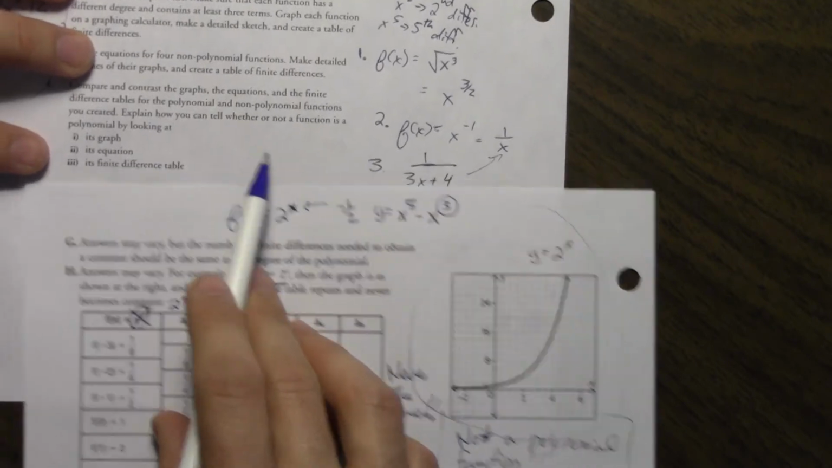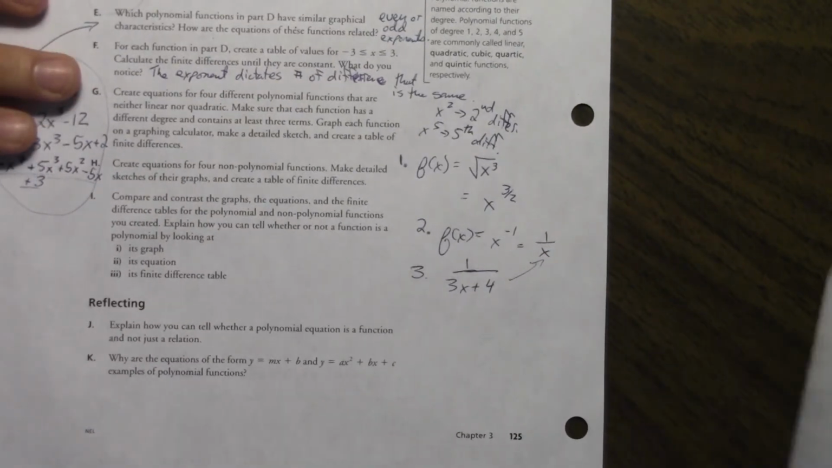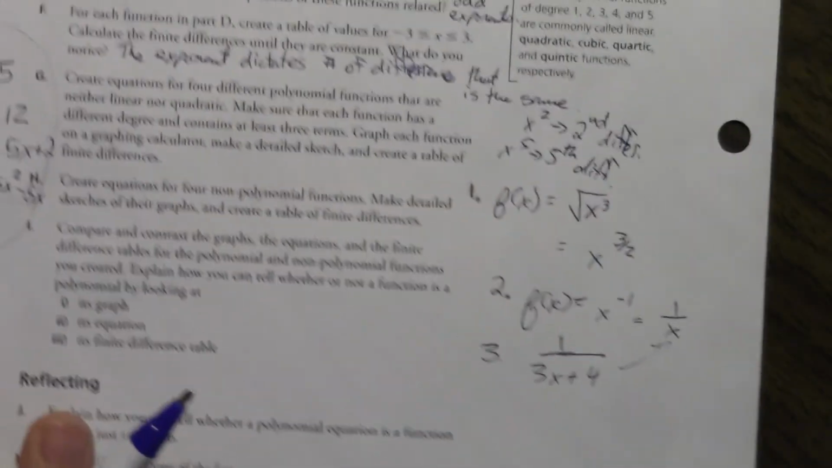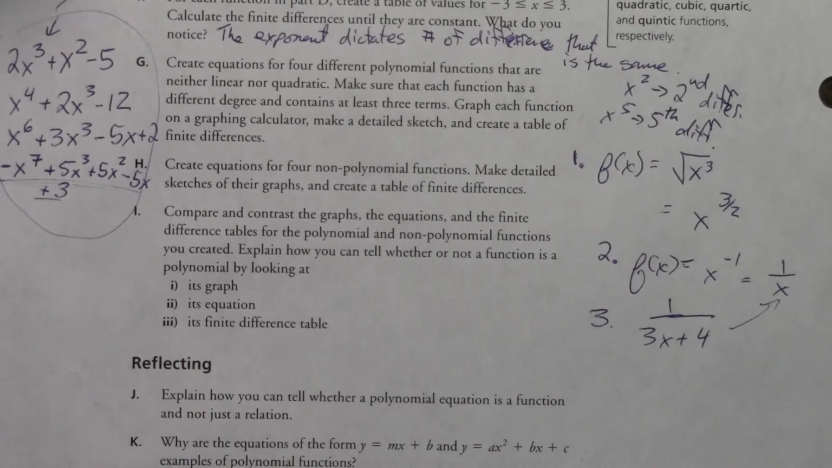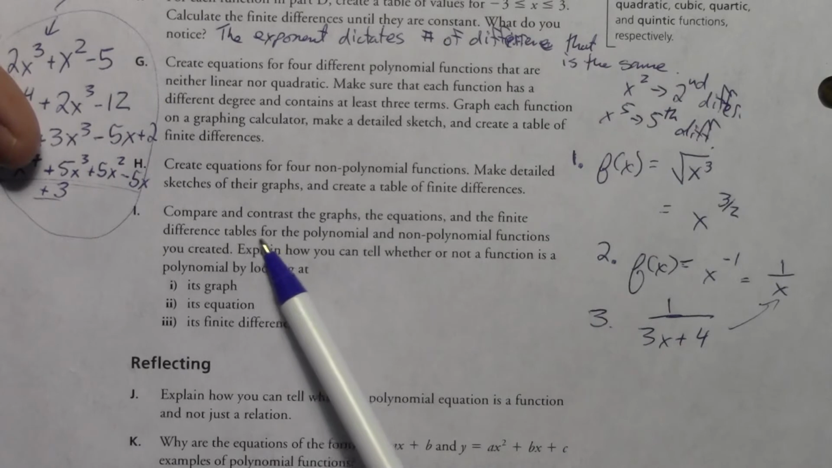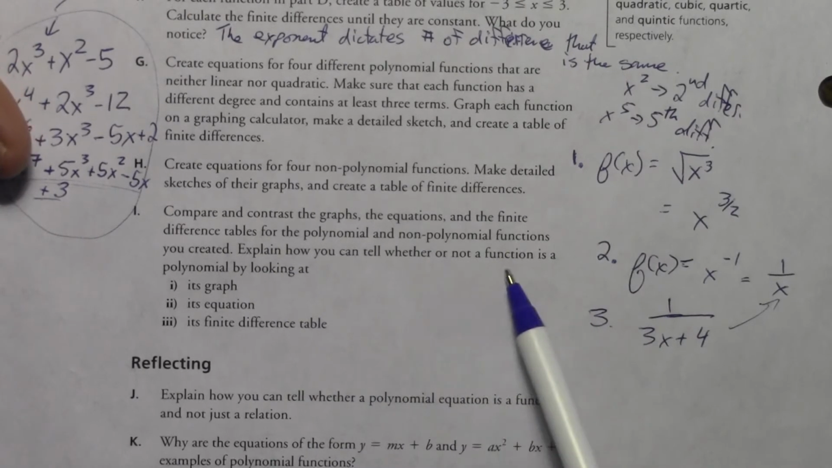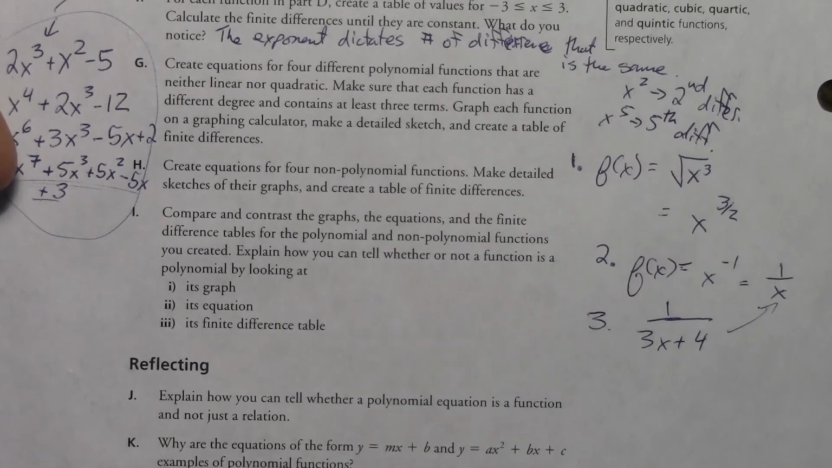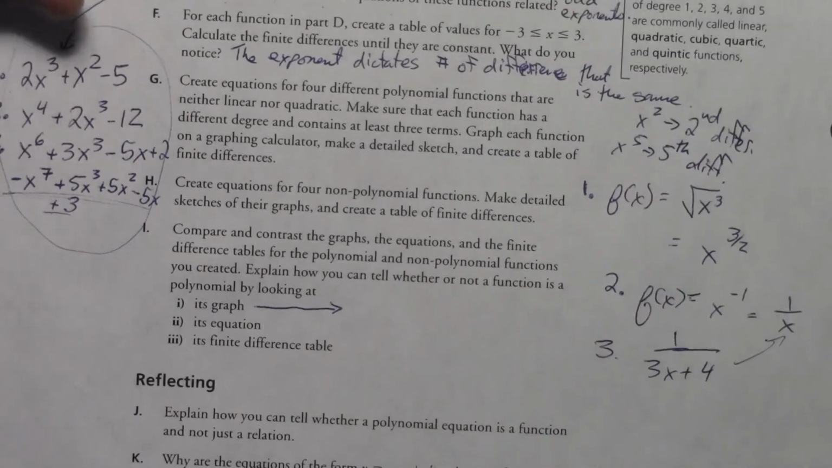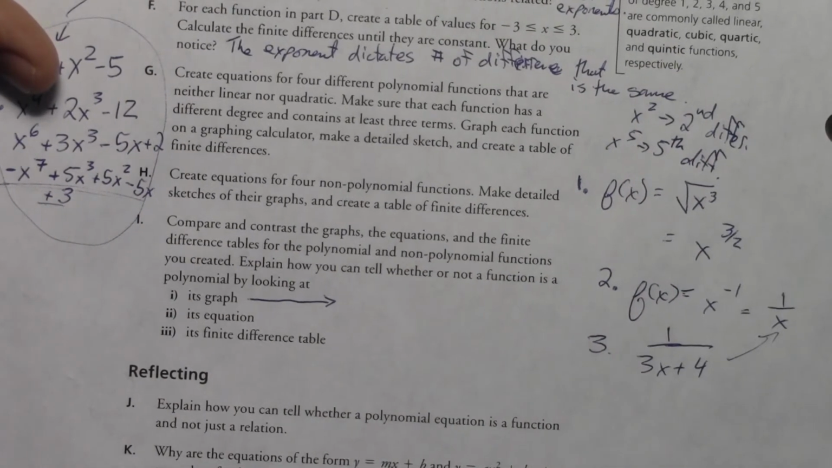Compare and contrast the graphs. Okay, here's kind of the summary right here. Now, we're getting to the end. We're almost done. It says, compare and contrast the graphs, the equations, and the finite differences tables of the polynomials and non-polynomial functions you create. Explain how you can tell whether or not a function is a polynomial by looking at its graph. Okay. How can we tell? Anybody know?